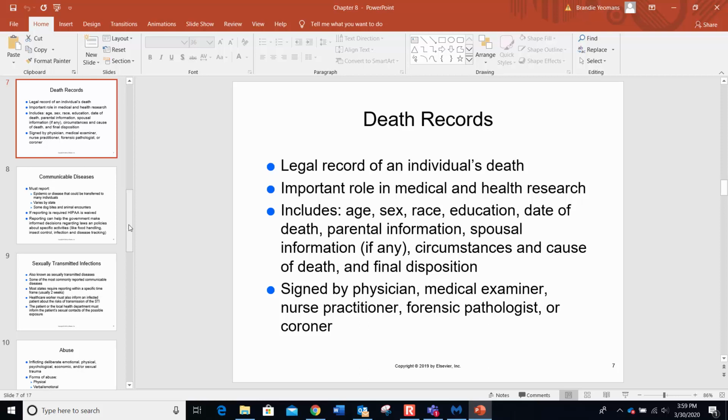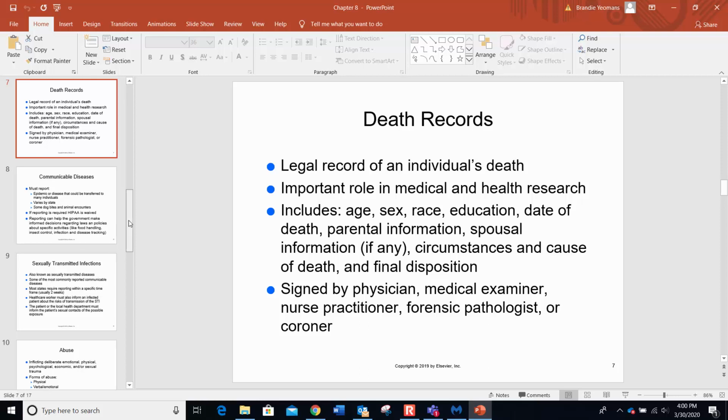Information on that death certificate is things such as the age, sex, race, education, date of death, parental information, spouse information, circumstances and cause of the death, and the final disposition. So all of this is part of the death certificate, and very important for us to, again, ensure that the proper information is on there.